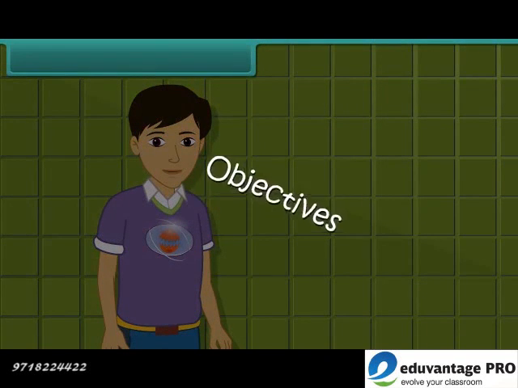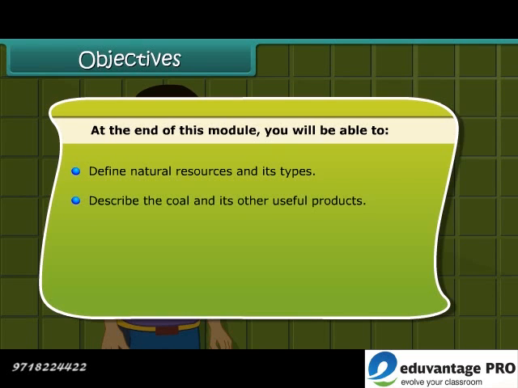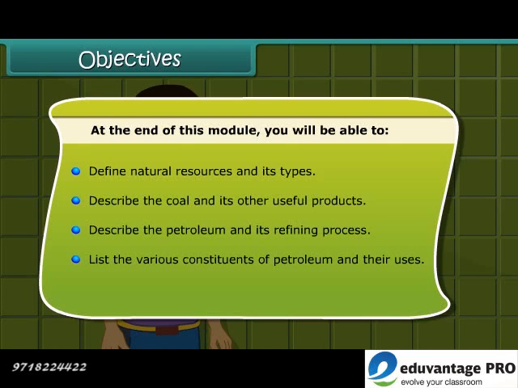Objectives. At the end of this module, you'll be able to define natural resources and their types, describe coal and its other useful products, describe petroleum and its refining process, list the various constituents of petroleum and their uses, and describe natural gas and its importance.